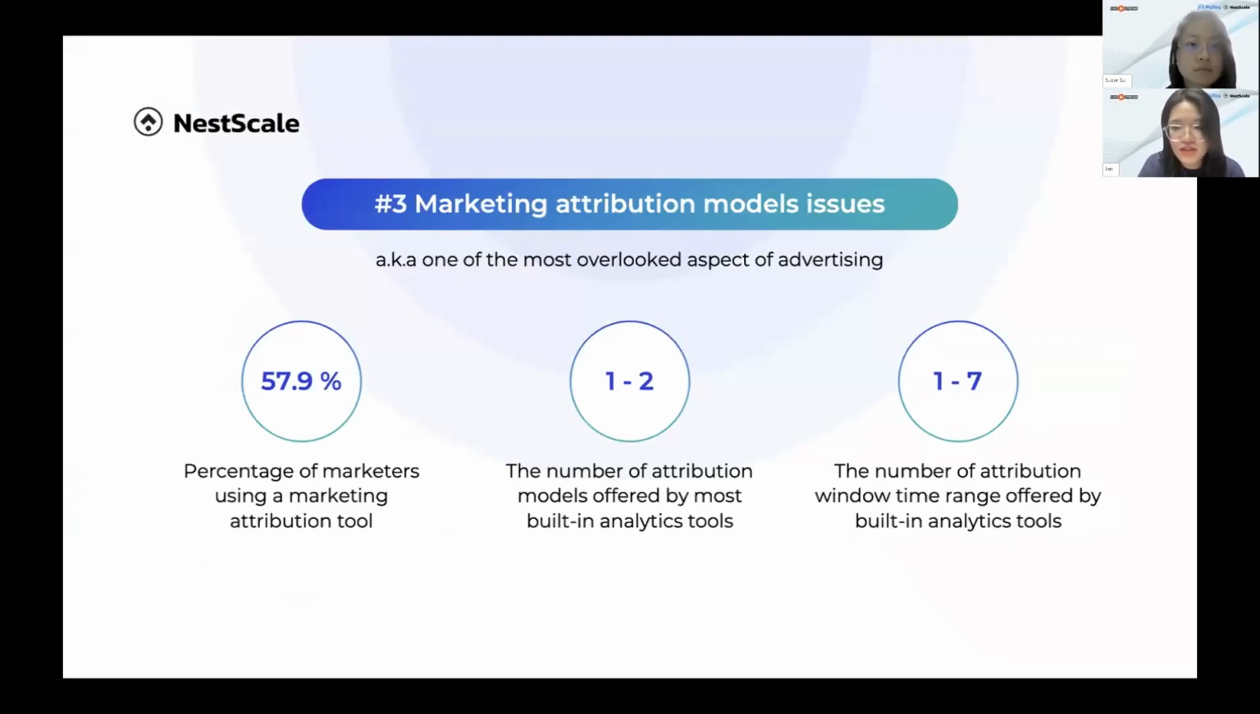And how does it work? And why is it so important? Your analytic tools will depend on your marketing attribution model to distribute the conversion credit among different touch points. And usually for built-in analytic tools, the number of attribution models offered is only 1 to 2. For example, Facebook ads only offer the last click attribution model. And for Google Analytics, we only have data-driven and also last click. The attribution window time range is also usually very limited, from 1 to only 7 days. This could hinder business, especially for those who have a longer customer journey that spans a longer period of time.